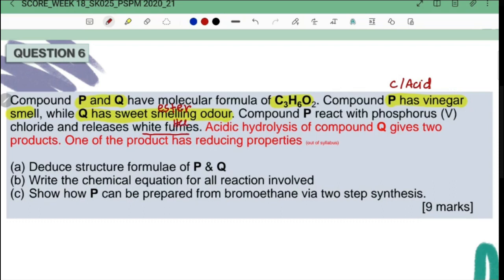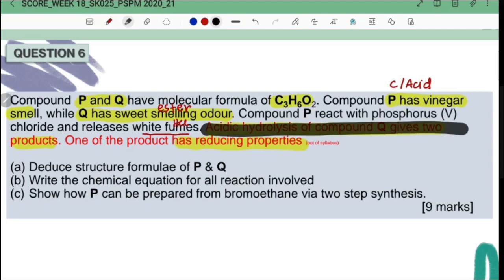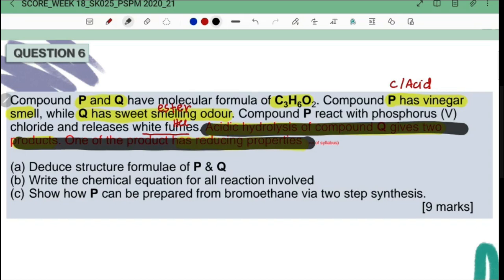Acidic hydrolysis of compound Q give 2 products. One of the products has reducing properties. Okay, sebenarnya yang dimerahkan ni dia dah out of syllabus. Sebenarnya kalau ester any of derivative boleh undergo the acidic hydrolysis ataupun basic hydrolysis, but this one not more in your syllabus, so we can skip this question. Okay, sampai white fume je. Deduce the structure of P and Q.